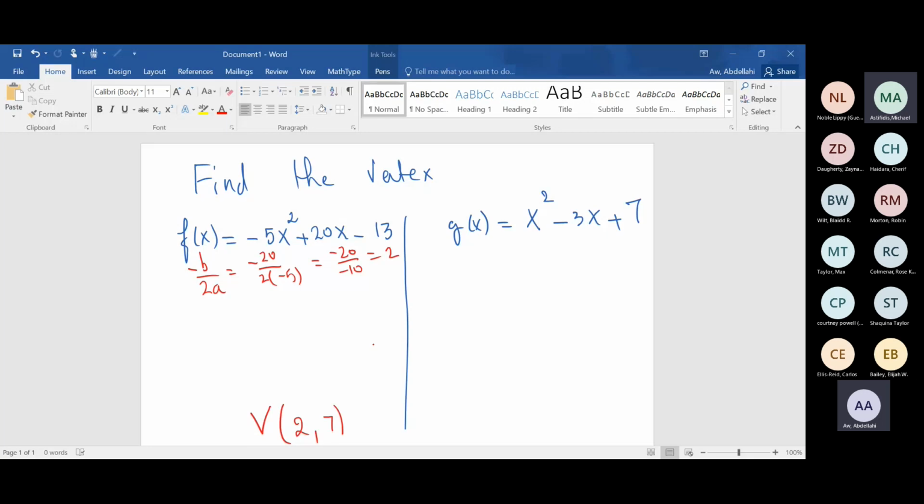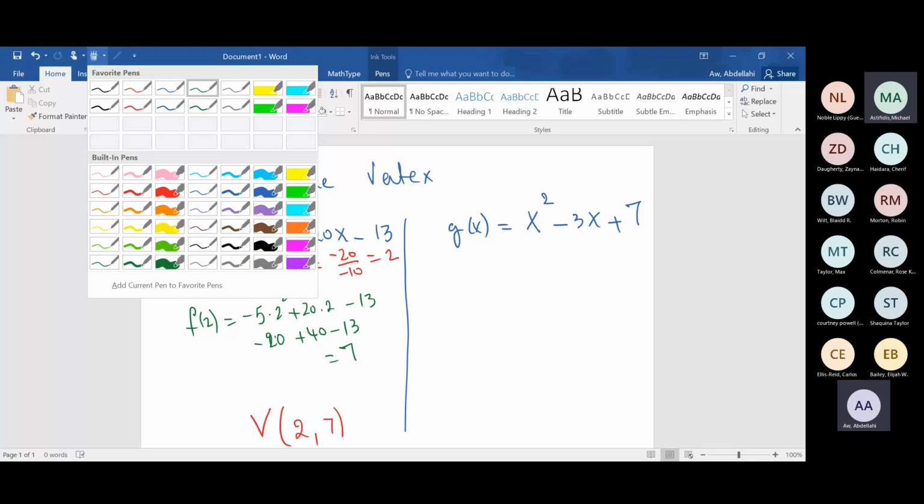So now what do you do with the 2? We plug the 2 back into the equation. So f of 2 is negative 5 times 2 squared plus 20 times 2 minus 13, which is negative 20 plus 40 minus 13, which is 7, right? So the vertex is 2, 7. The other one will have some type of fraction, right?